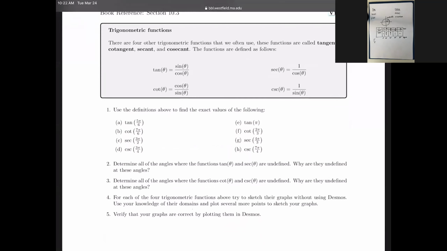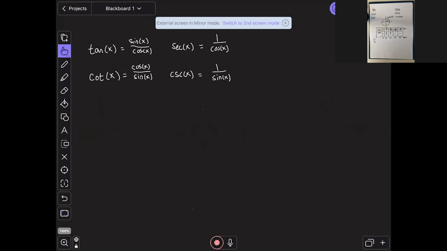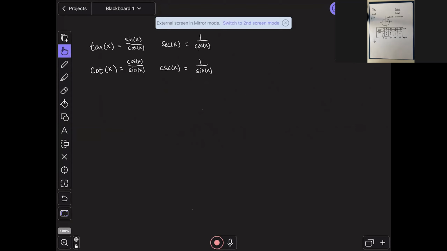So what I want to do to start is think about this example right here. Let's think about tangent of 5 pi over 6, and we'll see if we can figure out how to evaluate that. So we're gonna jump back to our Blackboard here, and let's see if we can do some fancy stuff. And so here are our definitions, and our goal is going to be to think about this function here. What is tangent of 5 pi over 6?